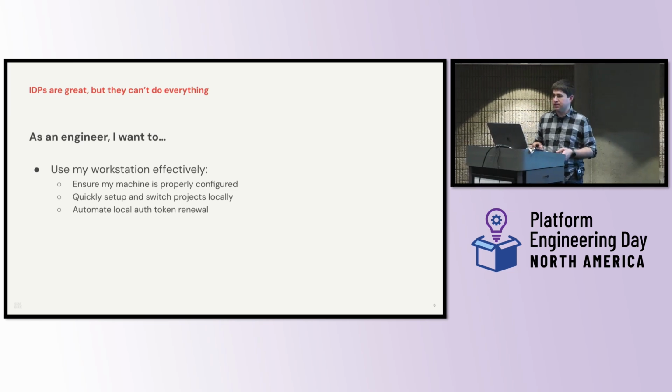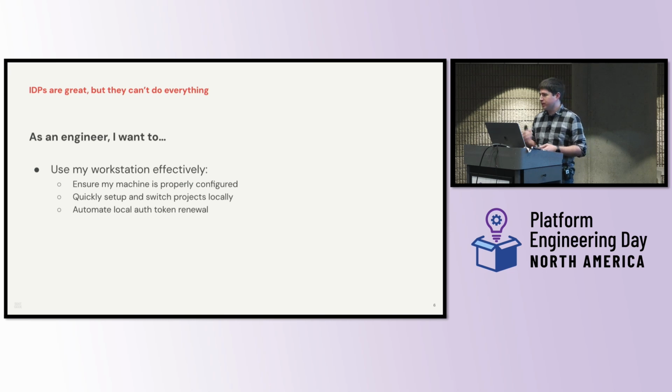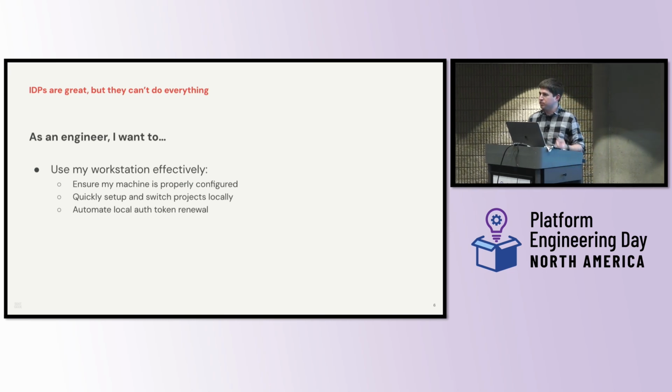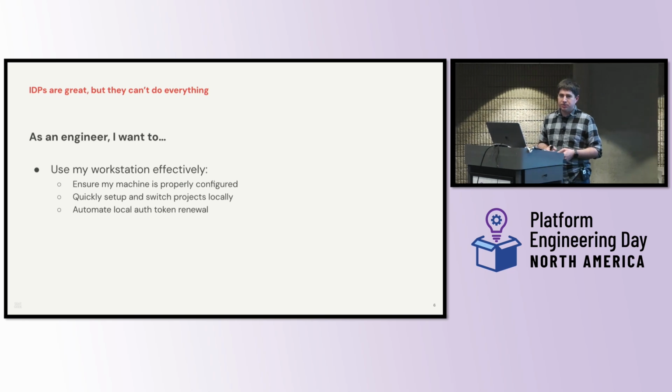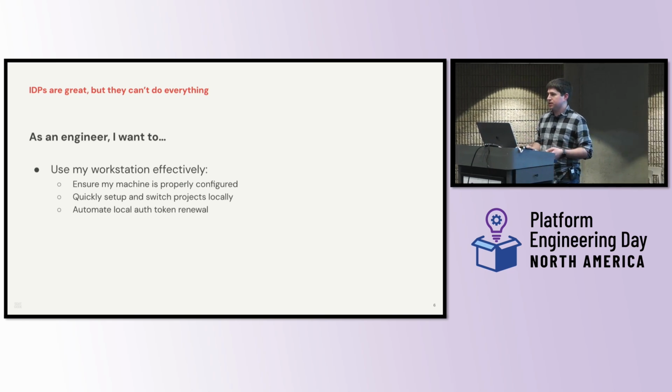For example, as an engineer, I want to make sure that my machine is set up with all of the golden paths and best practices. I want to know that I have the right version of the AWS CLI installed, and I want to have that pre-configured for me. I want to be able to switch between my projects easily and clone new ones without having to think too much about how to do that. I want to make sure my local auth tokens are kept up to date. If they expire after 90 days, I don't want to have to go into the GitHub interface to manually renew it. I want it done for me.